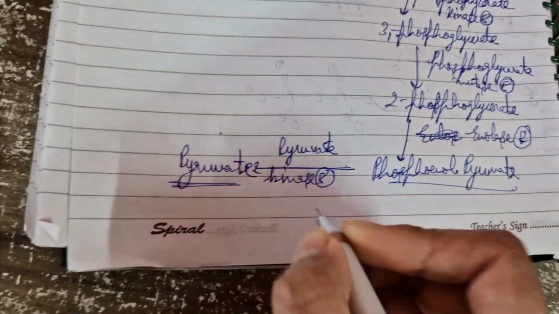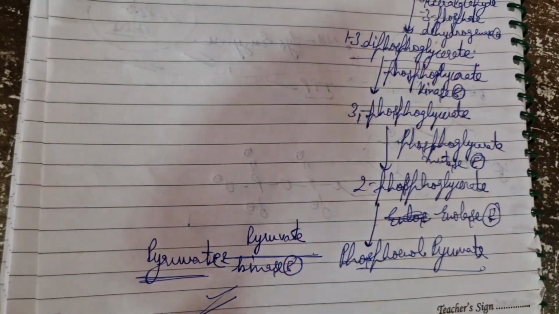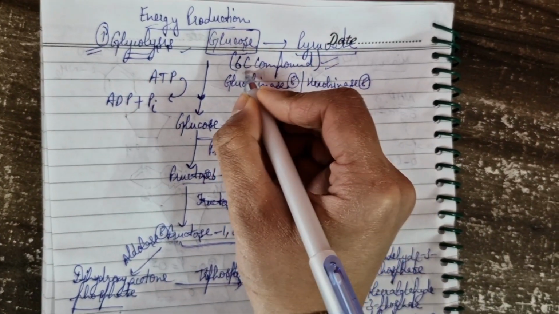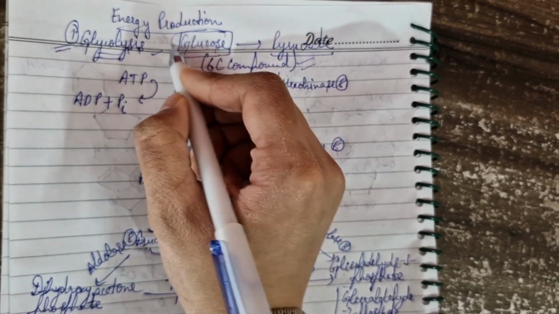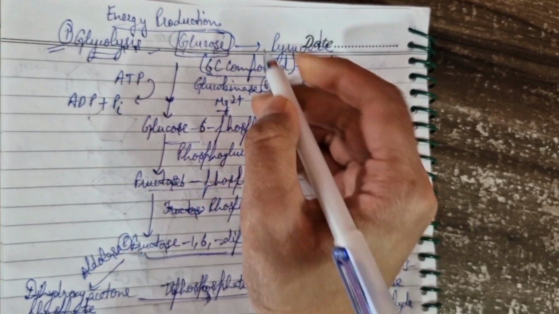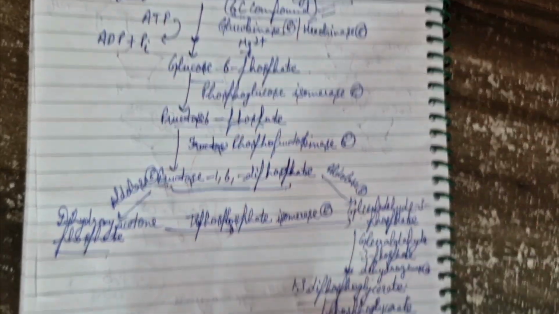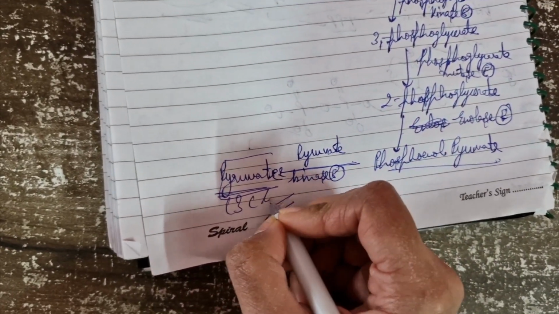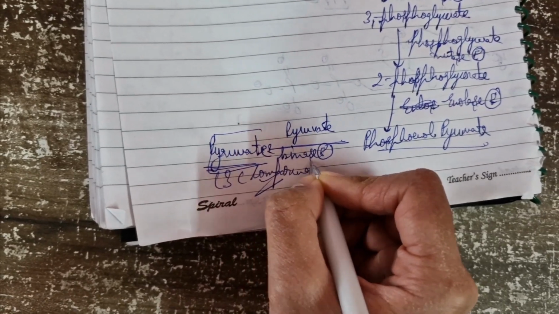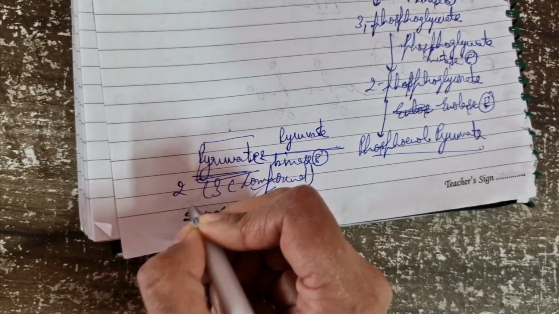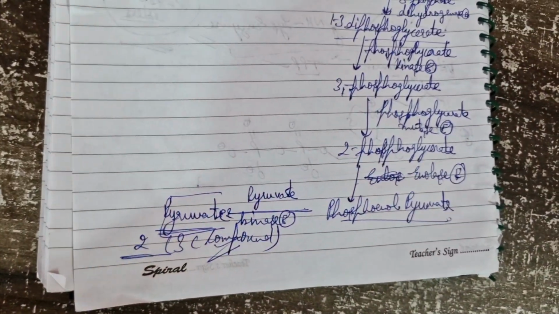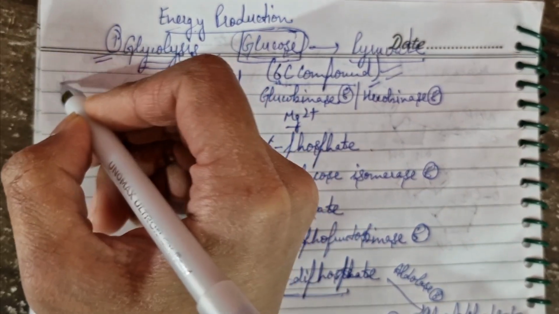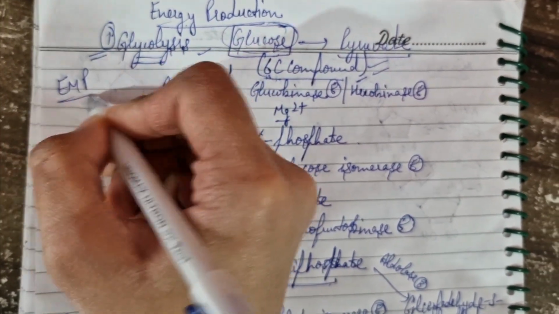Hence, this completes the process of glycolysis. Also, the thing to be noted here is that we have started from a 6 carbon compound, that is glucose, and at the end we get pyruvate, which is a 3 carbon compound. Hence we will get 2 moles of this. This process of glycolysis is also known as the EMP pathway.